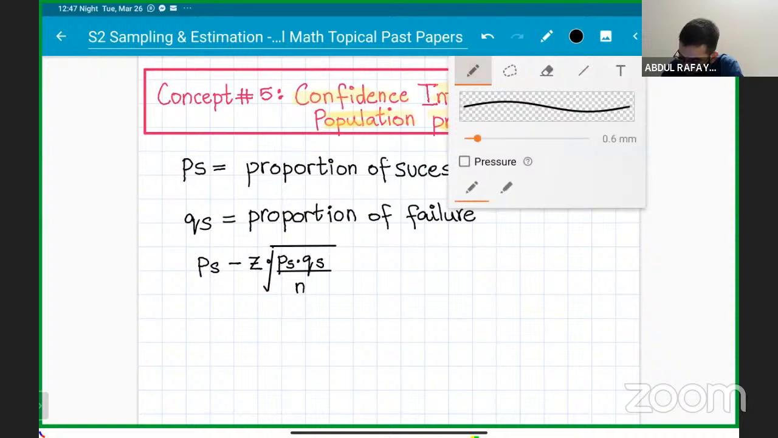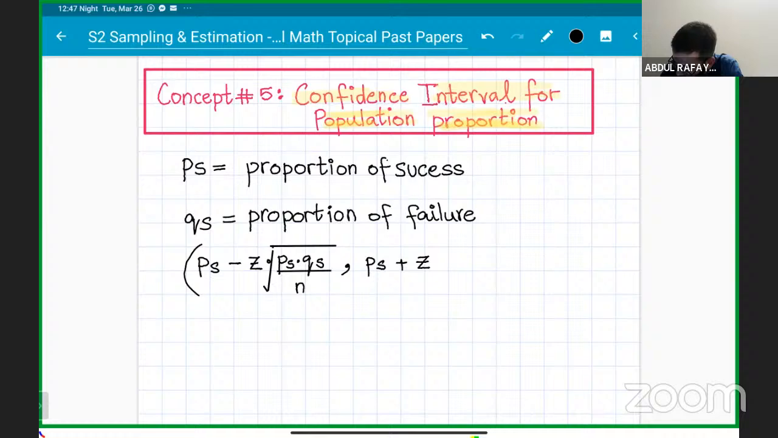That is what we need to understand. PS minus this. Similarly, proportion of success plus the Z value times the square root of PS times QS divided by N gives the confidence interval. QS is the probability of failure. We already know N is the sample size, students. So that is the formula, and it applies whether it's a 98% confidence interval, 95%, or 93%. That is what we have to apply in this case.